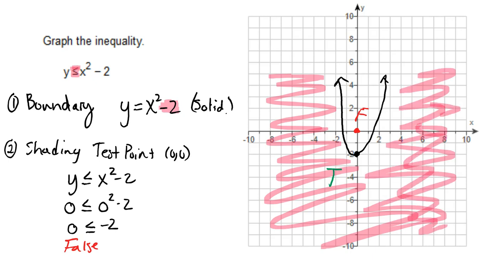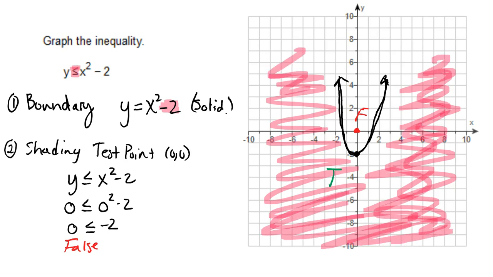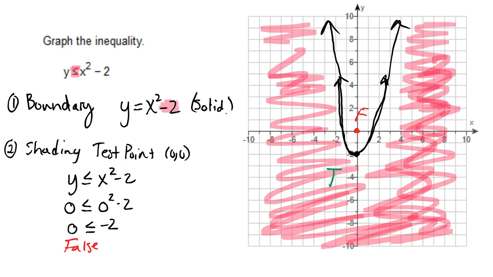So the boundary line of the parabola, and all of these points that are below the parabola are solutions. And I guess if we continue to draw the parabola here, it's not just under the vertex, but also these points here. Those are all solutions to the inequality y is less than or equal to x squared minus 2.